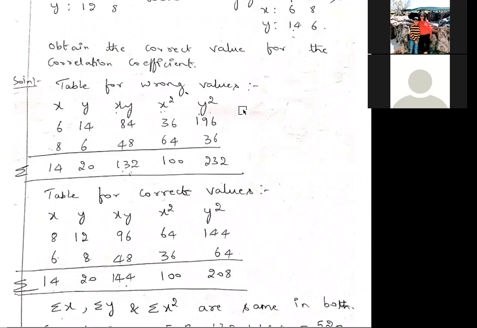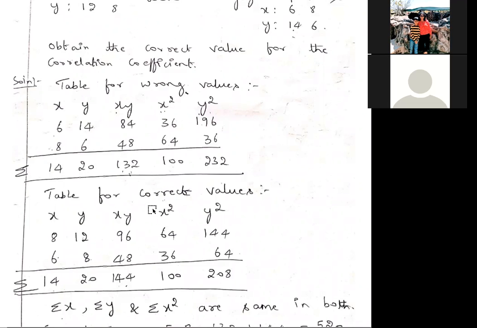So what you do is you find out all the summations, that is xy, x square, y square, for these two wrong values and these two correct values. So x summation is 6 plus 8, which is 14. Y summation is 14 plus 6, which is 20. Find out x into y. So x into y is 6 into 14, which is 84. 8 into 6, which is 48. Likewise, fill your x square column and y square column by squaring these two. 6 square is 36, 14 square is 196. Once you do this, add all the values. I've added and I've found all the summations for the wrong values.